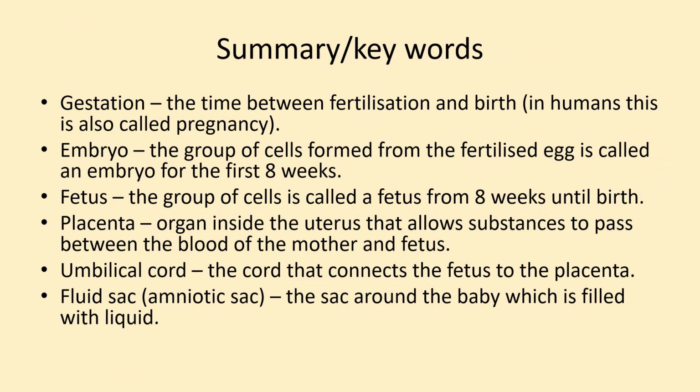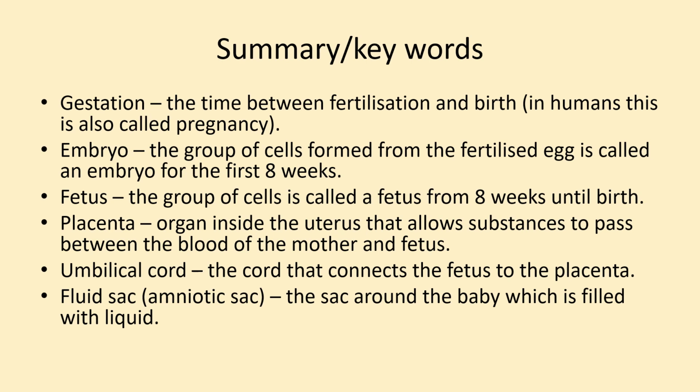Okay, here are your summary keywords. Gestation is the time between fertilization and birth. In humans, this is also called pregnancy. The embryo is the group of cells made from the fertilized egg, and it's called an embryo for the first 8 weeks. The fetus is the group of cells from 8 weeks until birth.